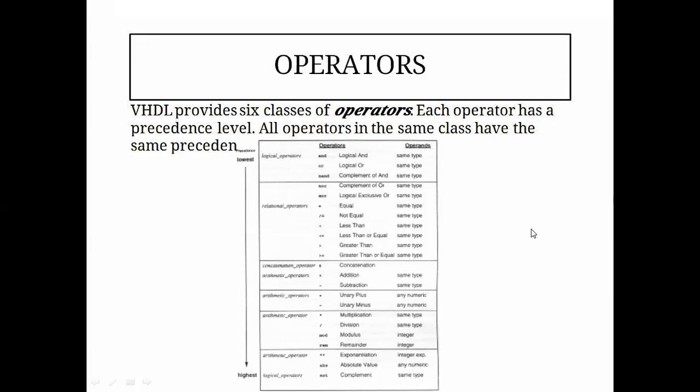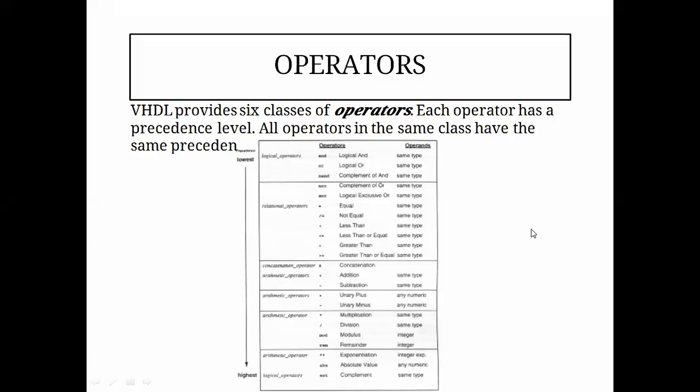What is the third class? Shift operator. What comes under shift operators? Shift left, rotate left, rotate right, then shift left arithmetic, shift right arithmetic, shift right logical, shift left logical. These are the different operations that come under the class of operators named shift operators. After that, the fourth class is the adding or arithmetic operators. What comes under arithmetic operators? Addition, then subtraction and concatenation. These operations come under the class of arithmetic or adding operators.